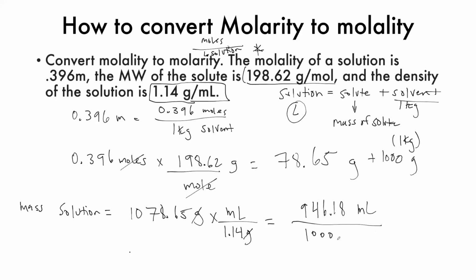So then we just want to go from milliliters to liters. So by dividing by 1,000 milliliters, this will give us our amount of volume in liters. So this will be 0.94618 liters.